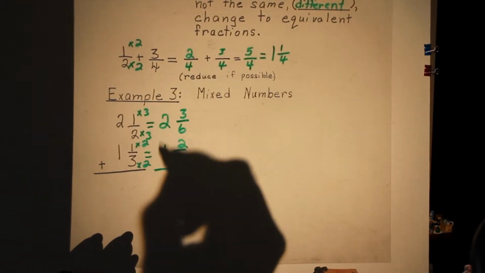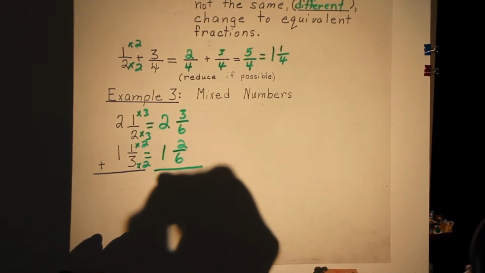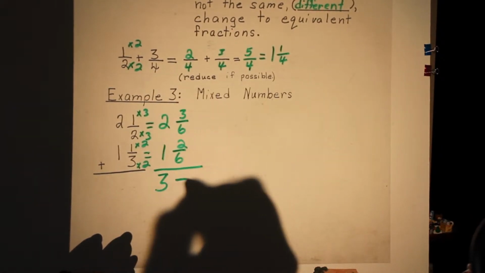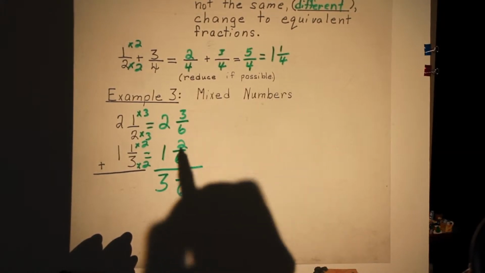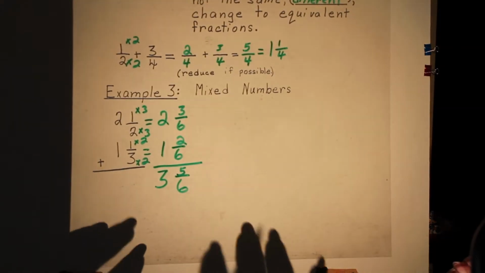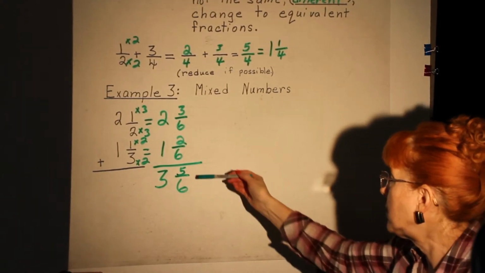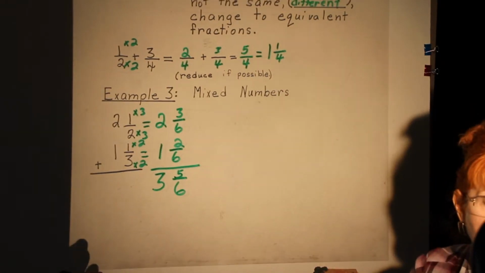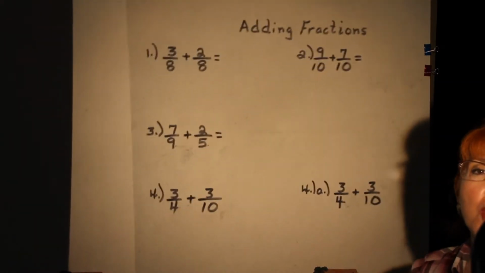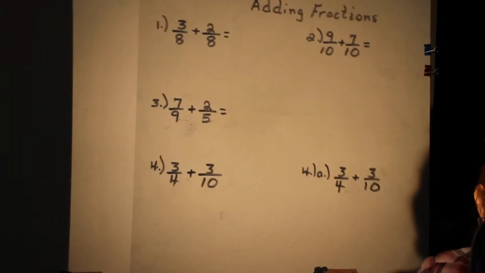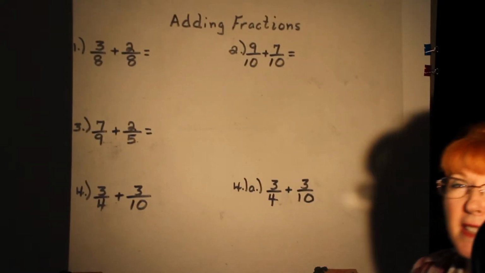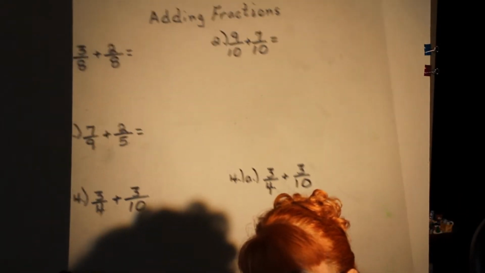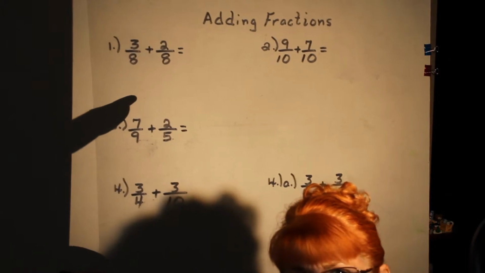Now to add it, 2 plus 1 is 3. My common denominator is going to stay 6. 3 plus 2 is 5. I can't reduce that any lower because 1 is the only number that will go evenly into 1 and 6. So those are the 3 basic examples. We're going to take a look at more questions. This is one of the more difficult things when we start getting into adding, subtracting, multiplying, dividing.